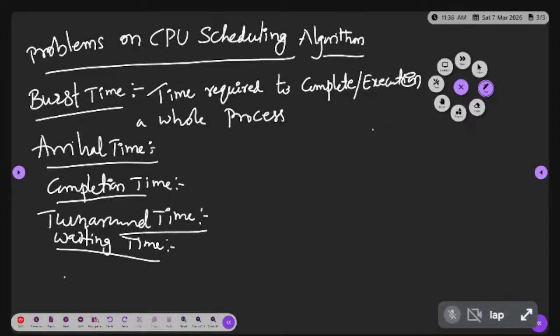Next, response time. Write down: the time from the submission of a request until the first response is produced in an interactive system.